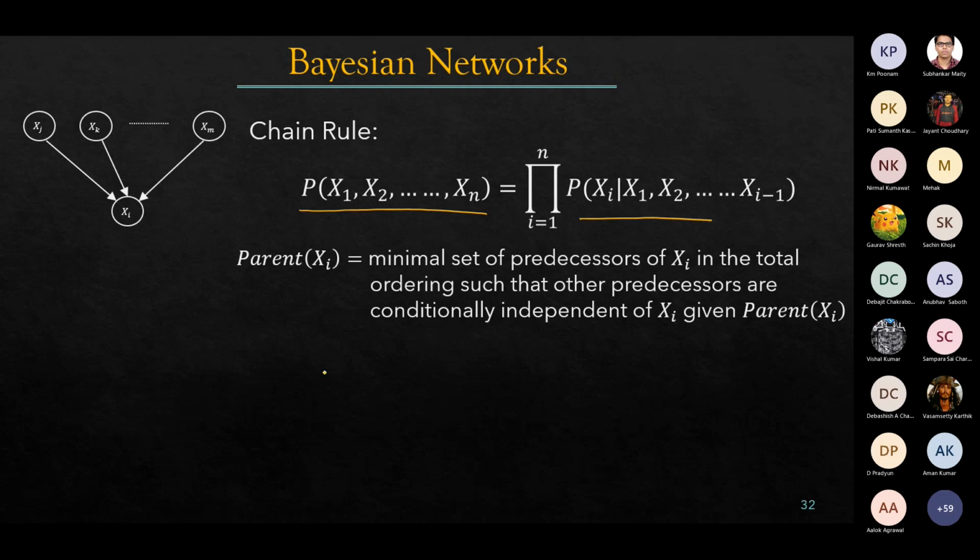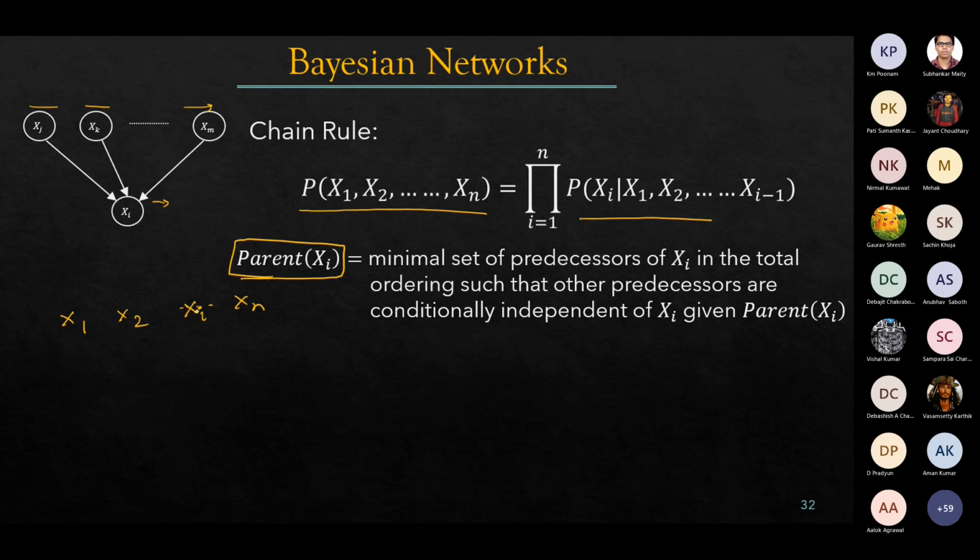Now we have defined the parent of xi. So this is your xi and these are your parents, the parents of xi. If we try to order the variables from x1 to xn, let us try to define the order of the variables from x1 to xn. Now let us see the parent of xi.